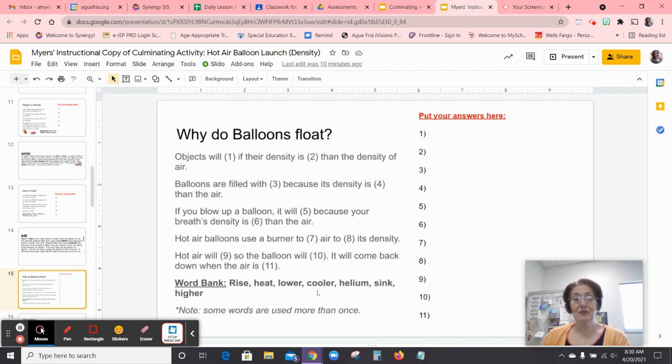Hot air balloons use a burner to blank air to blank its density. Okay. Hot air will blank, so the balloon will blank. It will come back down when the air is blank.